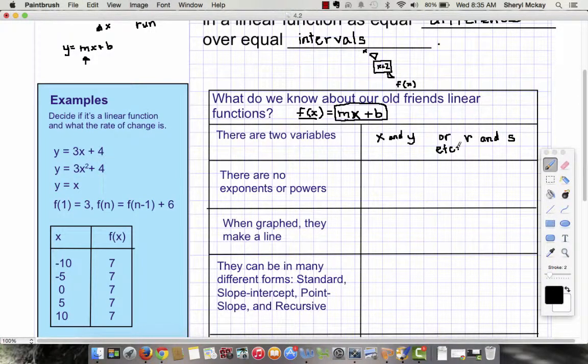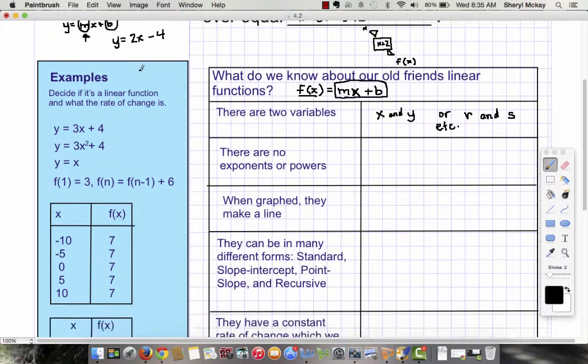Now you might think, Mrs. McKay, you just told us that y equals mx plus b is a linear function and it has 4 variables. But it really doesn't, because the m represents a constant and so does the b. When I write a linear function, I'll write it like this: y equals 2x minus 4. Notice the m is now replaced with a constant and the b is replaced with negative 4. It's the y and the x that are the variables that change. So there are two variables.